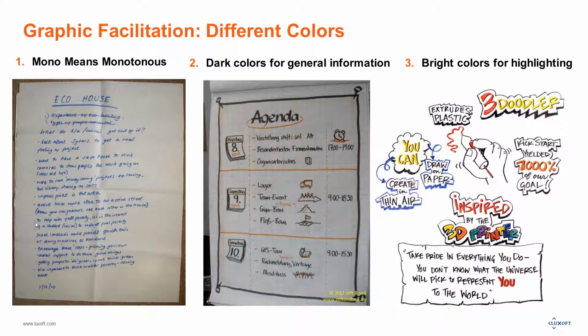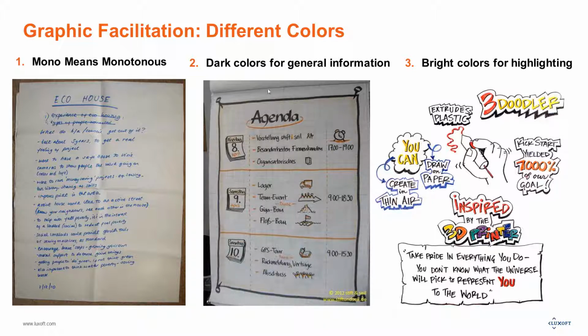More examples. Don't use only one color. Mono means one color, it is monocolor, and it means monotonous. So it is quite difficult to read then. You can compare it with another agenda flipchart, and you can see that here you have some icons, you have more colors. It is formatted very well with the lists, and it is much easier to read than the first Eco House example.